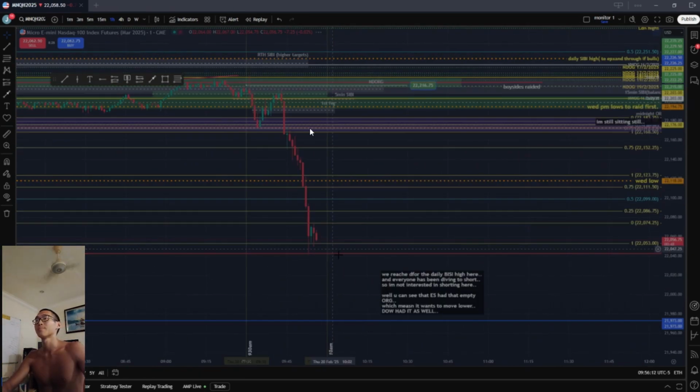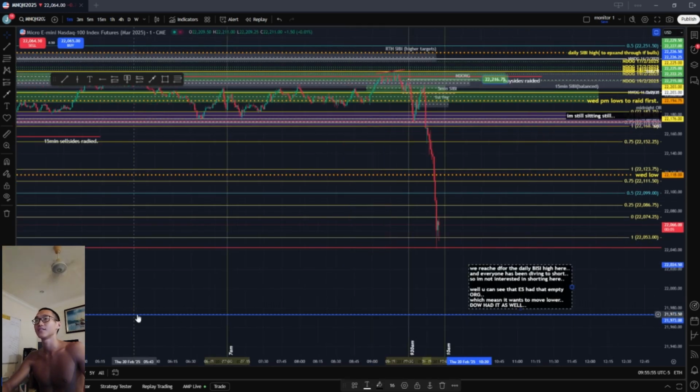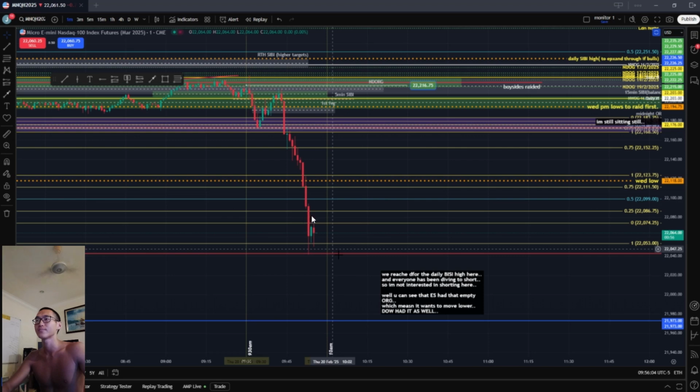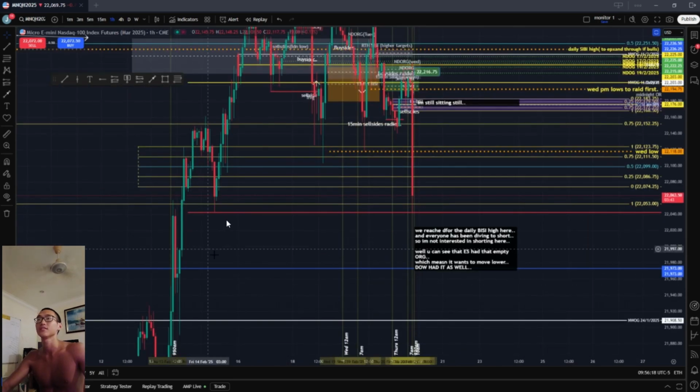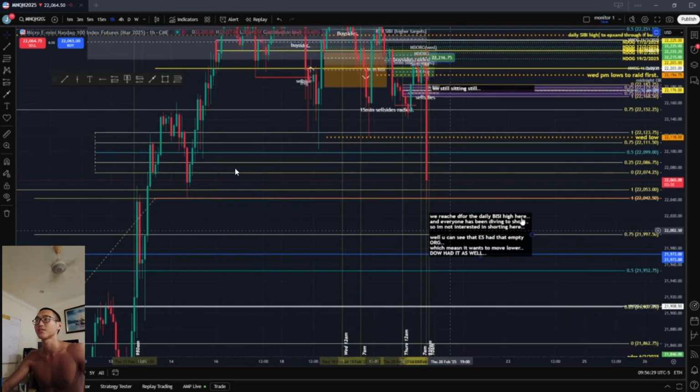Right here, I did not trust that fair value gap, because I'm thinking price has gone way too low, and we have reached this daily BC high. This red line is the daily BC high, and it's a sell side as well.